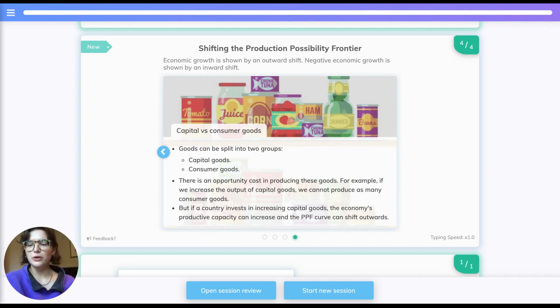But what kind of goods are produced in an economy? Goods can generally be split into two groups: capital goods and consumer goods. There is an opportunity cost in producing these goods. For example, if we increase the output of capital goods, we cannot produce as many consumer goods. But if a country invests in increasing capital goods, the economy's productive capacity can increase, and thus the PPF curve can shift outwards.